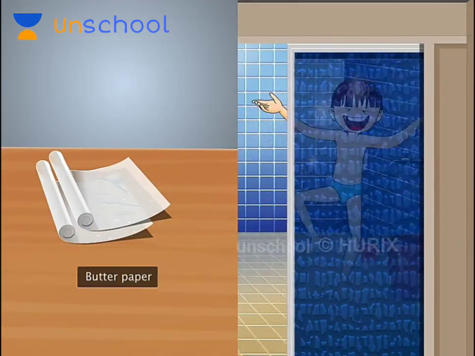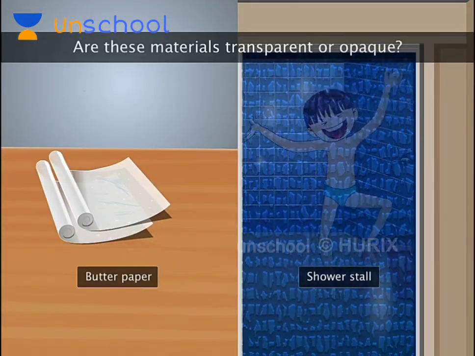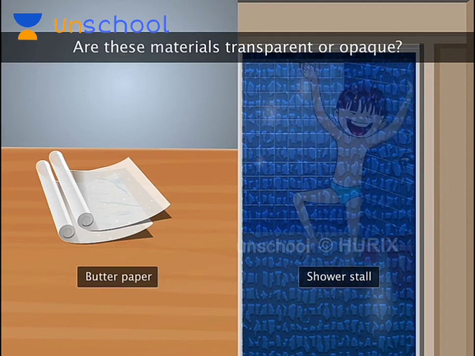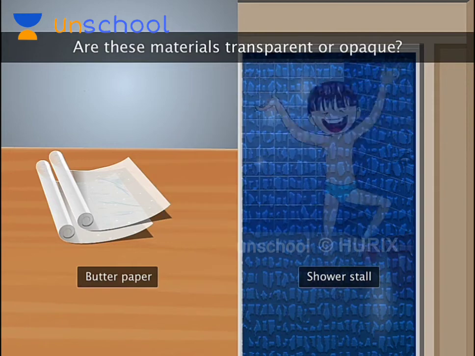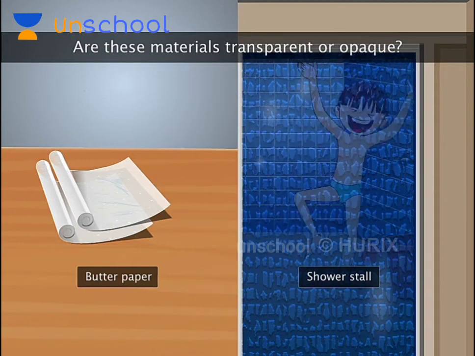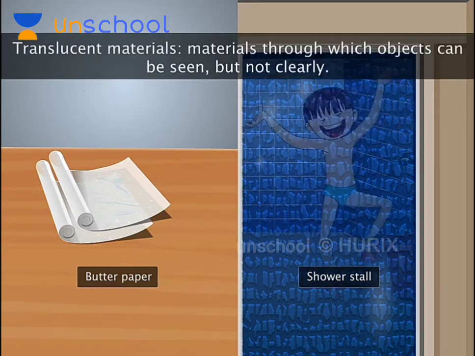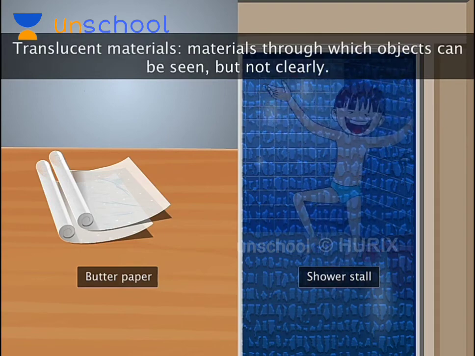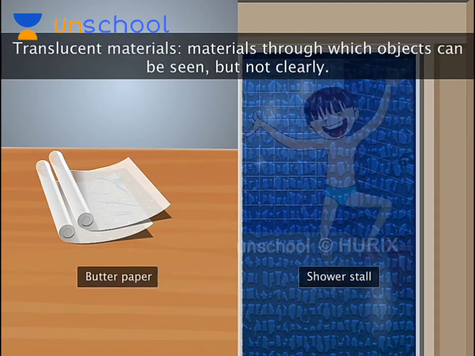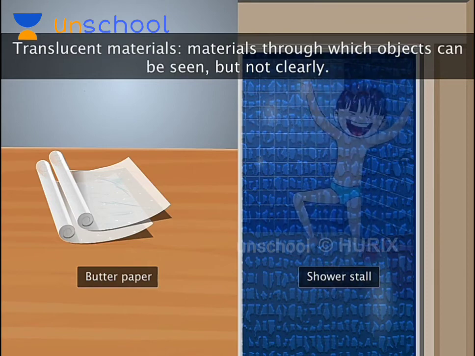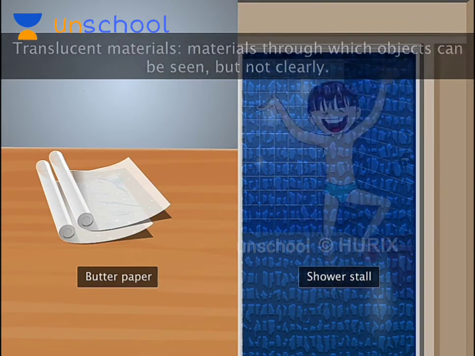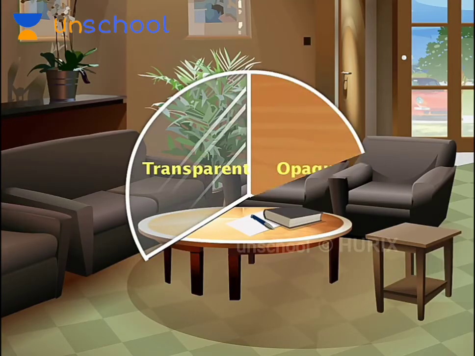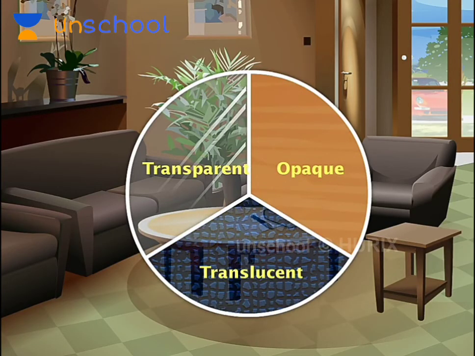But what about this butter paper and a glass shower stall? Are these materials transparent or opaque? They are neither transparent nor opaque. You can see through these materials, but not clearly. These are translucent materials. So, materials can be grouped as transparent, opaque, and translucent.